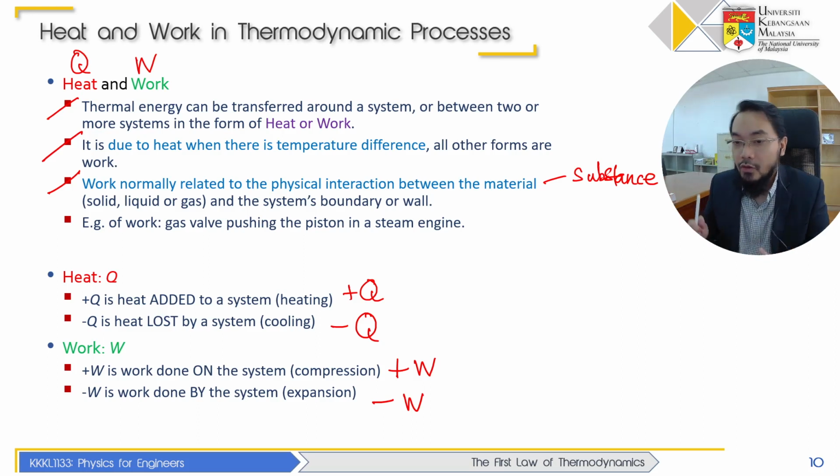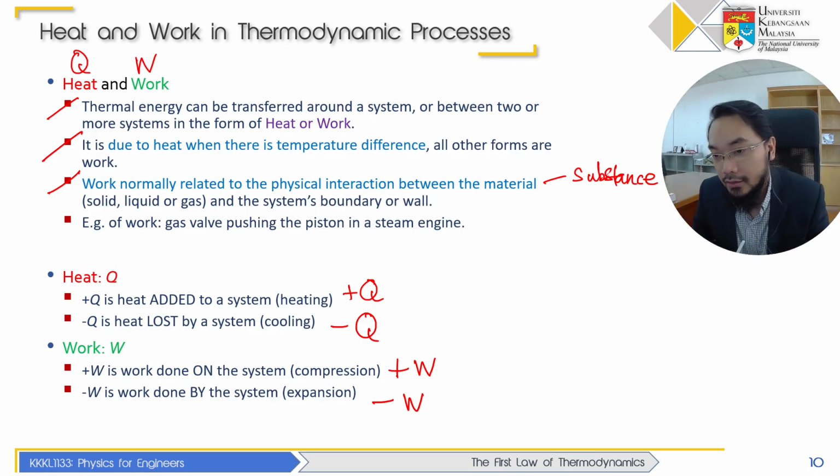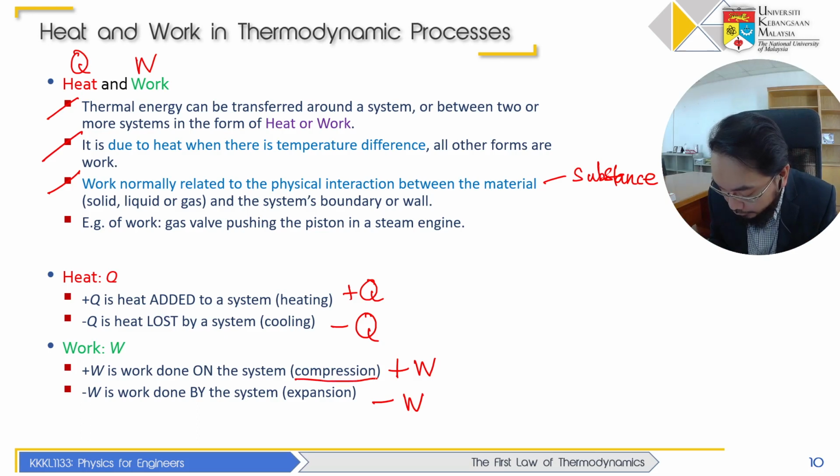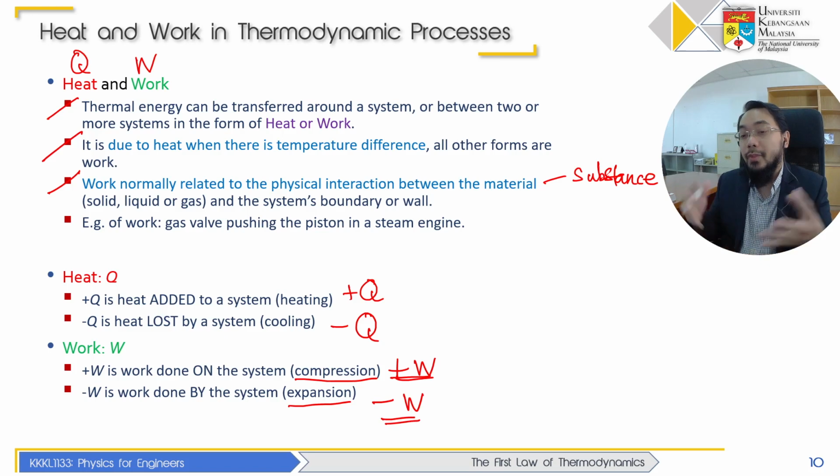Work: if you are doing work on the system from outside, in compression, that means W is positive. And if the system itself is expanding or doing work in pushing the boundary, that means W is negative. So I have written here compression and expansion to help you remember, because all compression processes must involve positive W, and all expansion processes must involve negative work. So work must always be done on the system in compressing it, and work must be done by the system for expanding it.